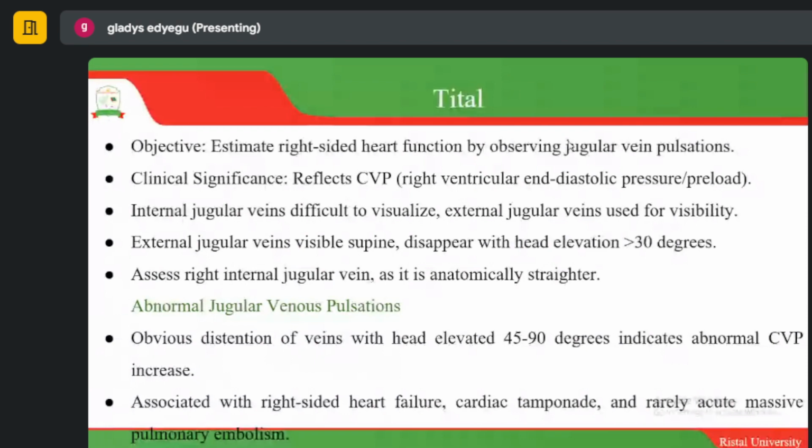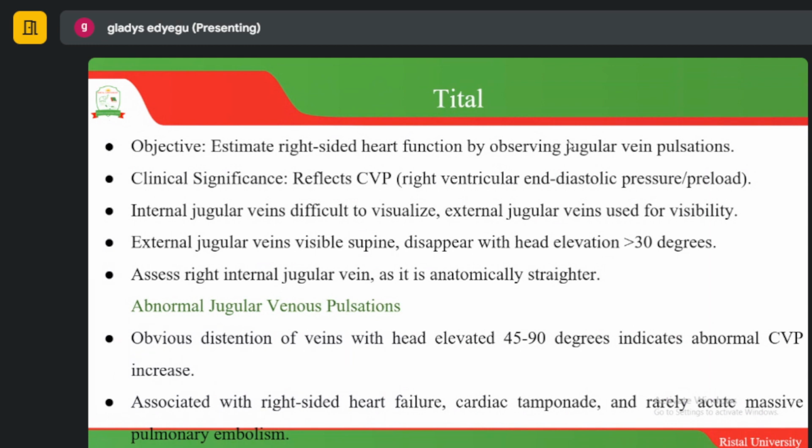The internal jugular vein is also difficult to visualize, so the external jugular veins are used for visibility. The internal you cannot see, but the external you see pulsating around the jugular region. External jugular veins are visible when sitting, then disappear with head elevation at around less than 30 degrees. So when you elevate the patient below this degree, you may not see it. Then assess the right internal jugular vein as it is anatomically straighter, so you can be able to see it.